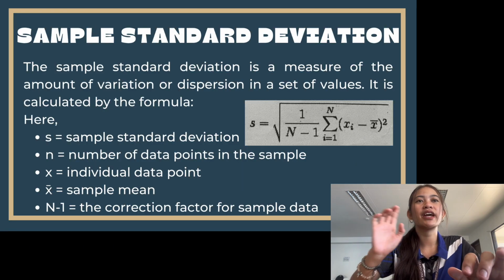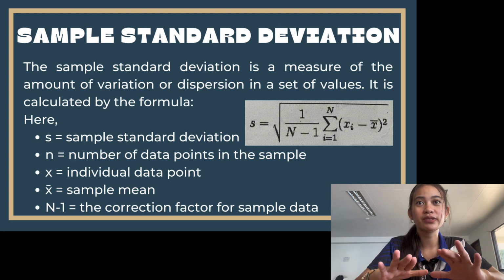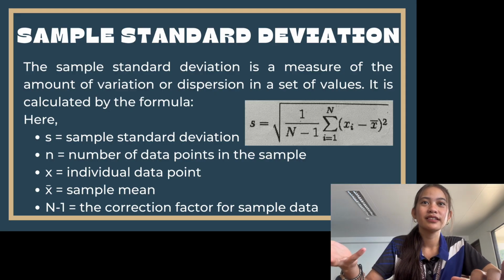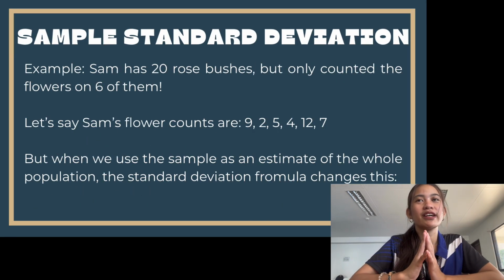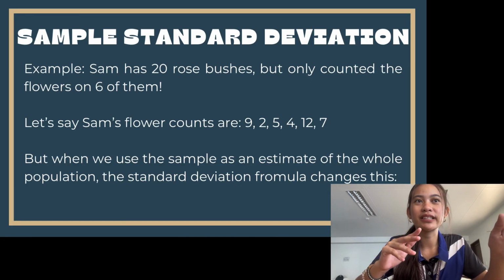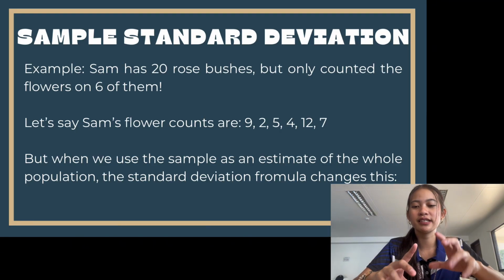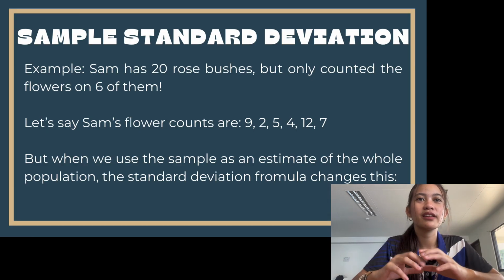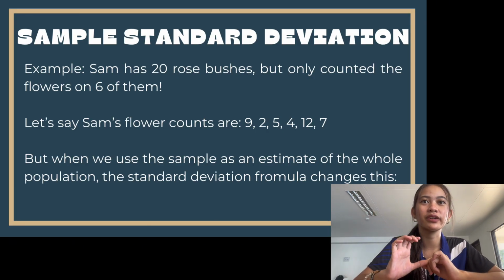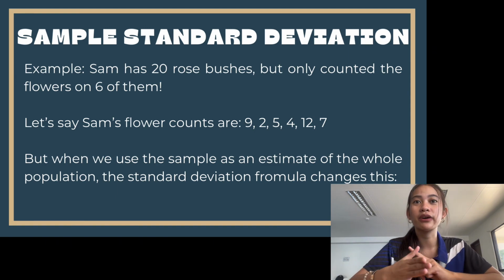So the sample standard deviation is a measure of the amount of variation or dispersion in a set of values. It is calculated by the formula given. So let's take another example. Sam has 20 rose bushes. That's the total population, but only counted the flowers on 6 of them. So we're talking about sample standard deviation here. So let's take out 6 bushes for the sample standard deviation. Let's say Sam's flower counts are 9, 2, 5, 4, 12, and 7.